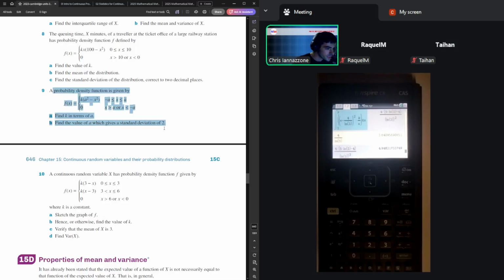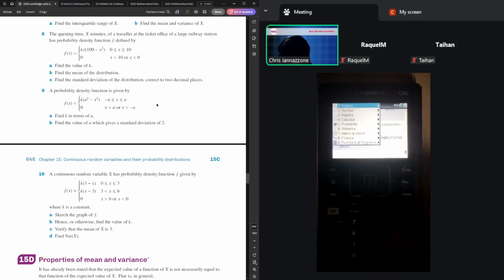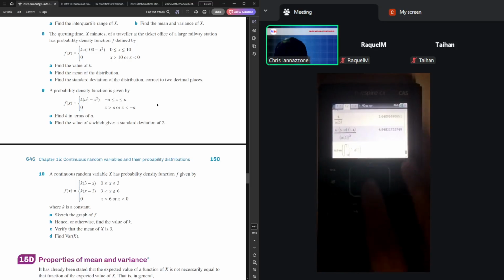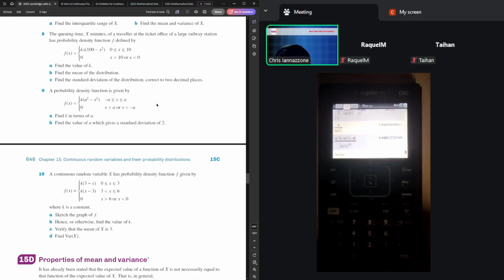Okay, question 9 seems it's got a bit of interesting stuff to it. Find k in terms of a, so again, this is a thing where you're finding a coefficient, you want the area under the curve to be equal to 1. So let's see how that plays out. Menu 3, 1, solve integral from negative a to a. Well, hang on, maybe before I do this I should undefine k, delete that variable, so we don't bugger that up.